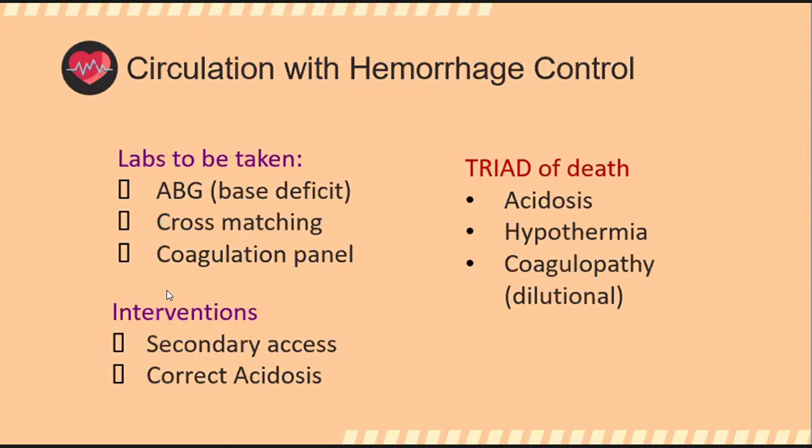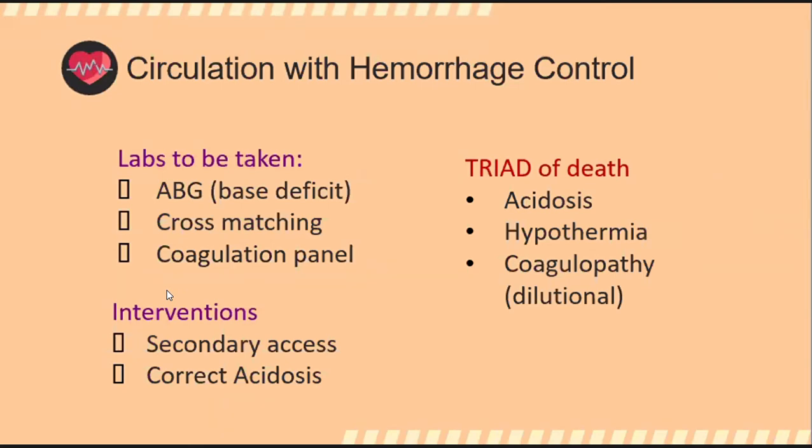Intervention: secondary access and correct acidosis. Secondary access, we can insert central line aside from your peripheral line. So ito yung triad of death: acidosis, hypothermia, and coagulopathy. So one factor causes the other, and it is a continuous cycle. Na pag may mangyari na tong tatlo, mahirap na ma-reverse. Kaya yan yung kailangan natin i-prevent: acidosis, hypothermia, and coagulopathy.